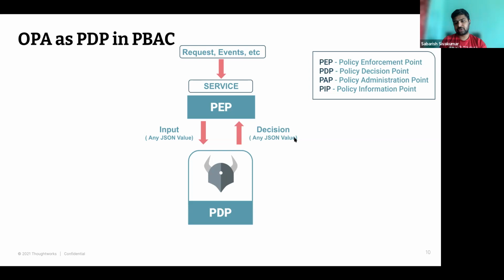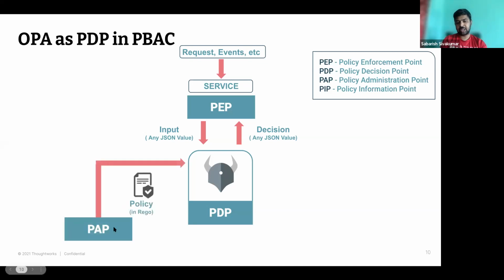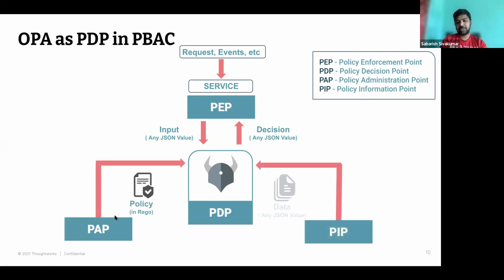This decision, if you see here, could be any JSON value. It is not an arbitrary value like true or false or allow or deny. You could even produce it with a list of details as well. And in the PBAC we have a separate PAP service and a separate PIP service. This PAP service will feed the policy, and this policy will be written in the language Rego. And this additional data is also a JSON value.